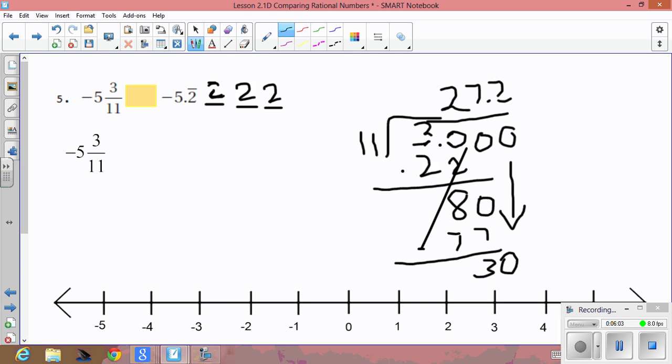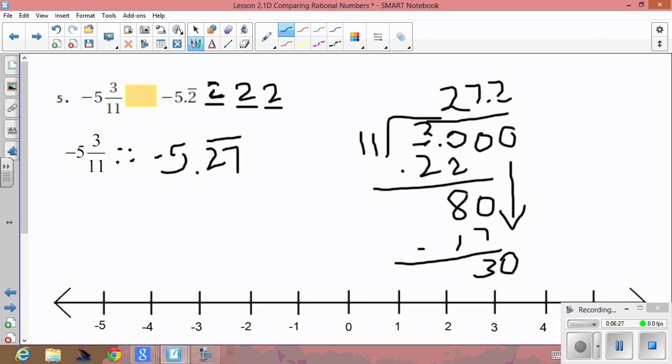So negative 5 and 3 11ths is equal to negative 5.27 repeating, so 5 and 27 hundredths repeating, and they're both negatives.